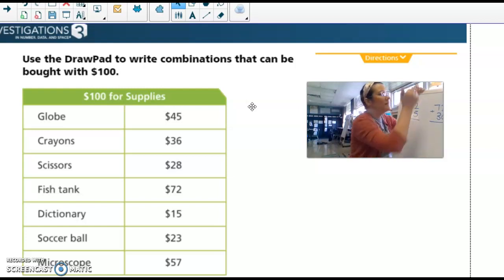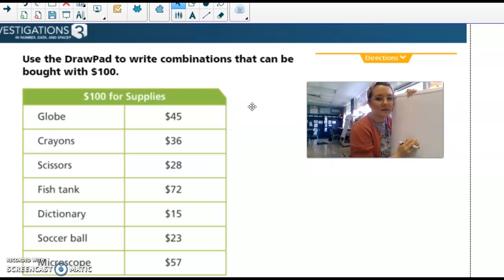Okay? Now, I have a question. Are there any combinations of more than two things here that we can buy for $100? How can you use some number relationships that you know to help you think about this? So, are there any combinations of more than two things here that we can buy for $100? So, think about that for a minute. Okay, if you need more time, pause the video.